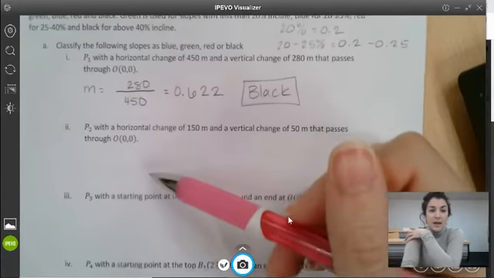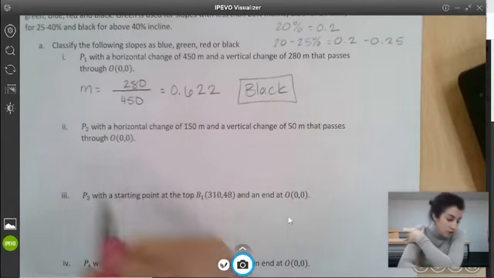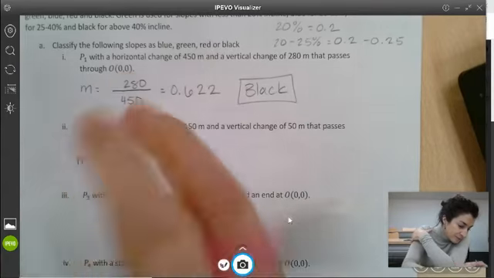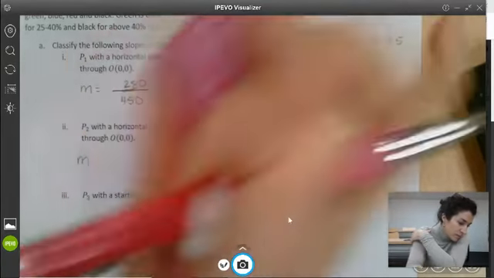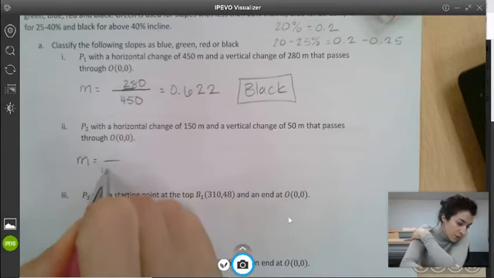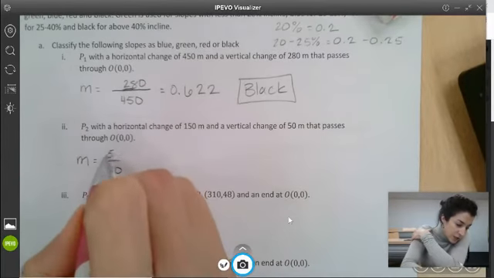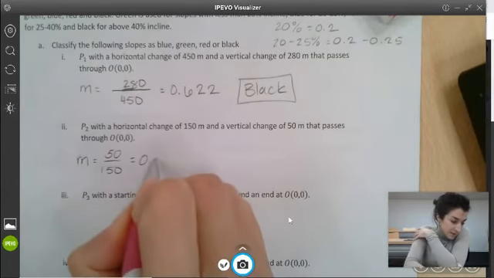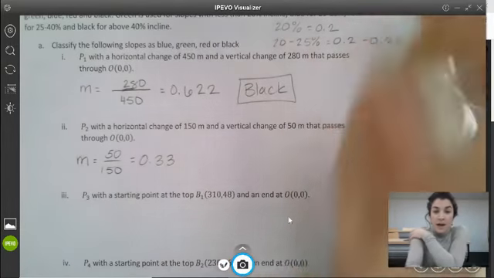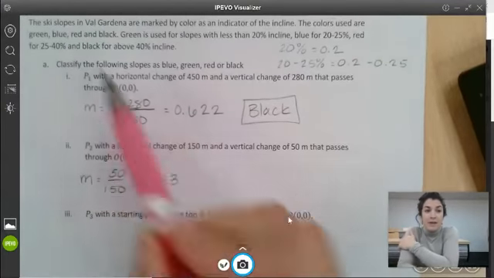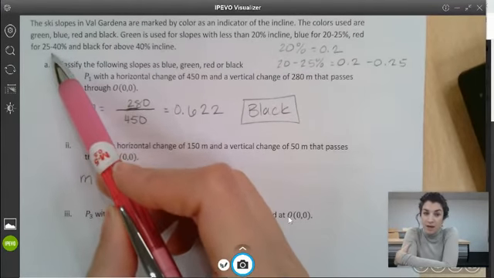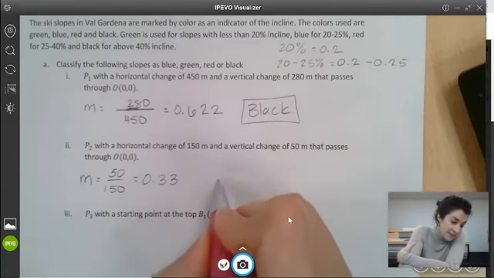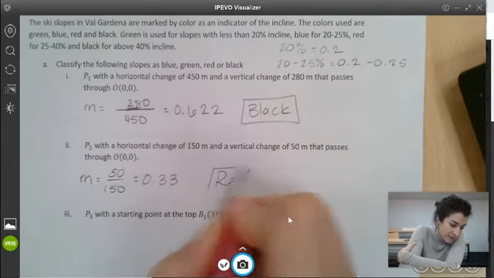Okay, let's try the next one. Our next slope has a horizontal change of 150 and a vertical change of 50. If I were to divide that out, that's 0.3 repeating. I'm going to double check. Yeah. Since that's a 0.3 repeating, that falls between a 25 and 40% slope, which means that this is classified as a red.